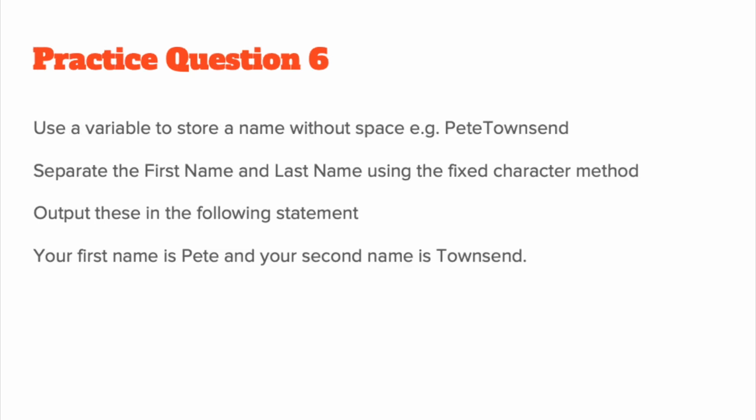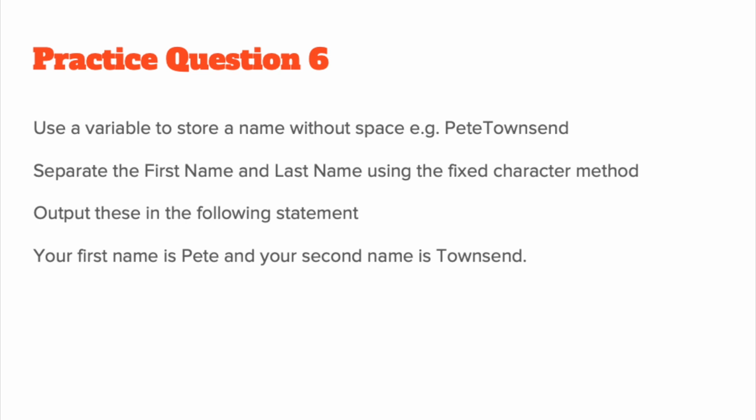Okay, let's have a go at practice question 6. Use a variable to store a name without a space, for example, Pete Townsend, just like we did random name. Separate the first name and the last name using the fixed character method. Output these in the following statement. Your first name is Pete and your second name is Townsend. So this builds on what we just did, and if you understood that piece of code, you should be able to code this without any particular problem.